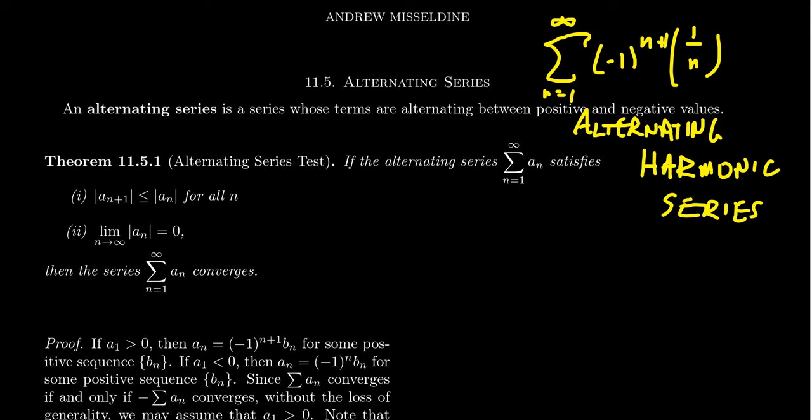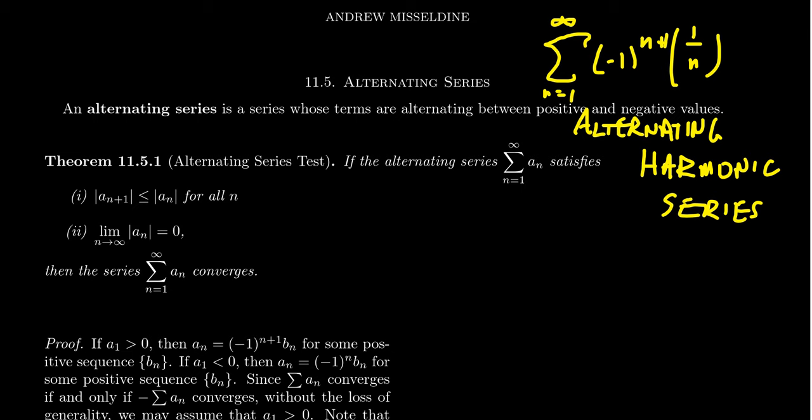Because you have plus, minus, plus, minus, there's some cancellation. Some of the negative gobbles up the plus, and it does it at such a rate that the series will be convergent. We're going to talk about this in a general idea, and this is the idea behind the alternating series test.